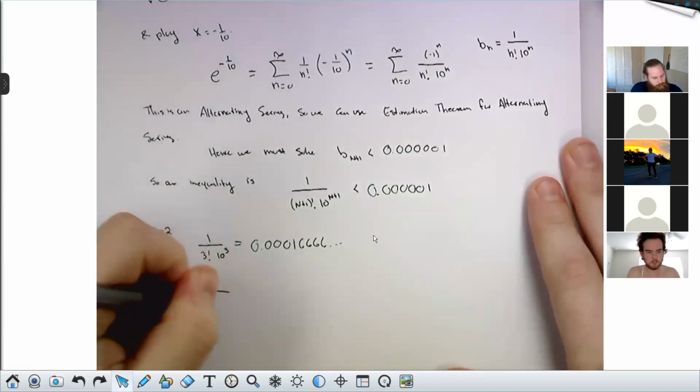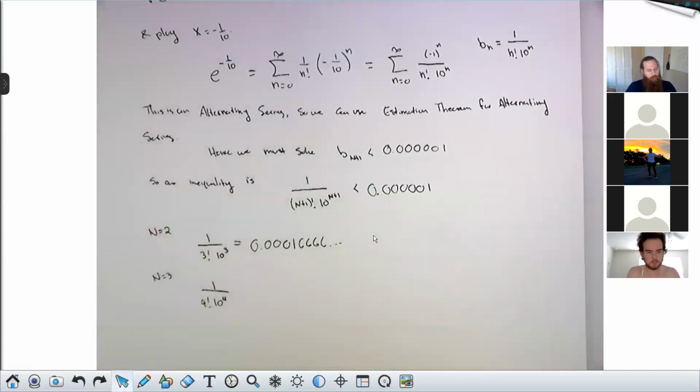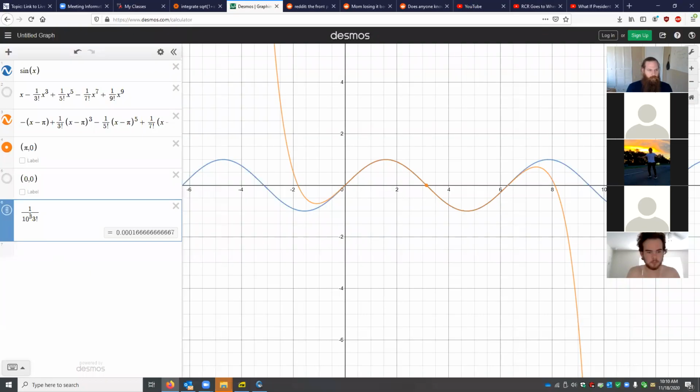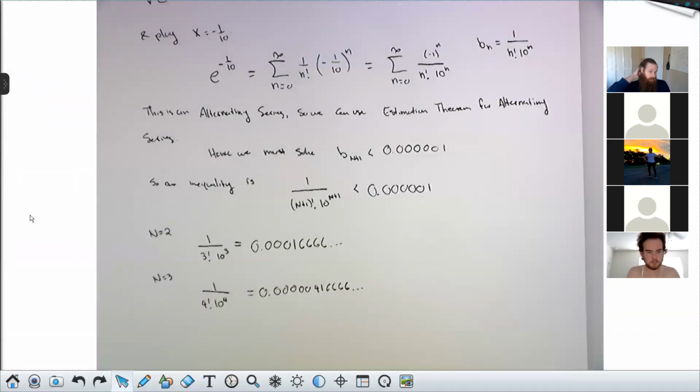Then I'm looking at 1 over 4 factorial times 10 to the 4. So if I swap these 3's for 4's, 10 to the 4 and 4 factorial, that's getting there. That's 0.000004 and then 1, and then 6 is 666, blah, blah, blah. Still not quite there. I've got 5 zeros and a 4, 5 zeros and a 1. So we go 1 more, to n equals 4.